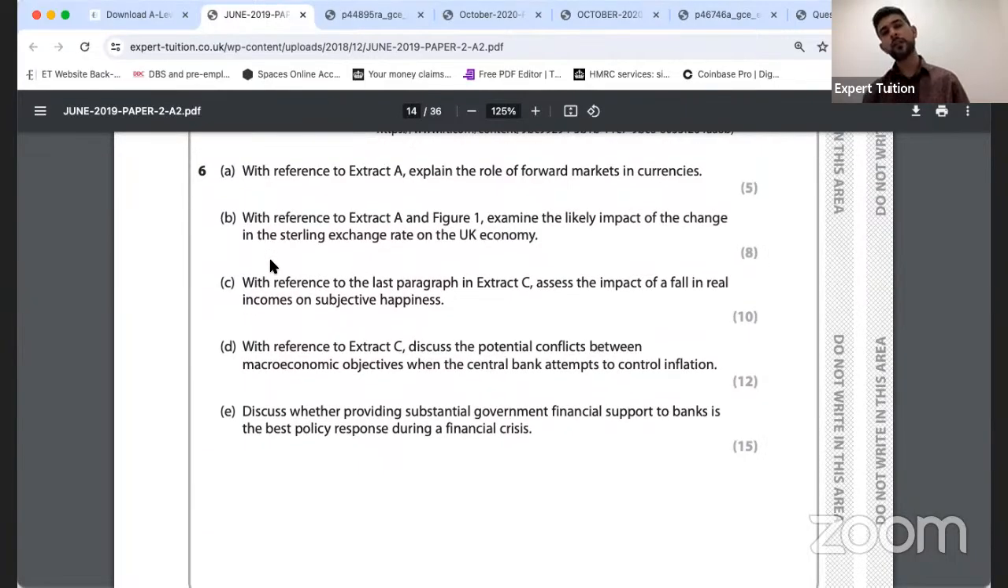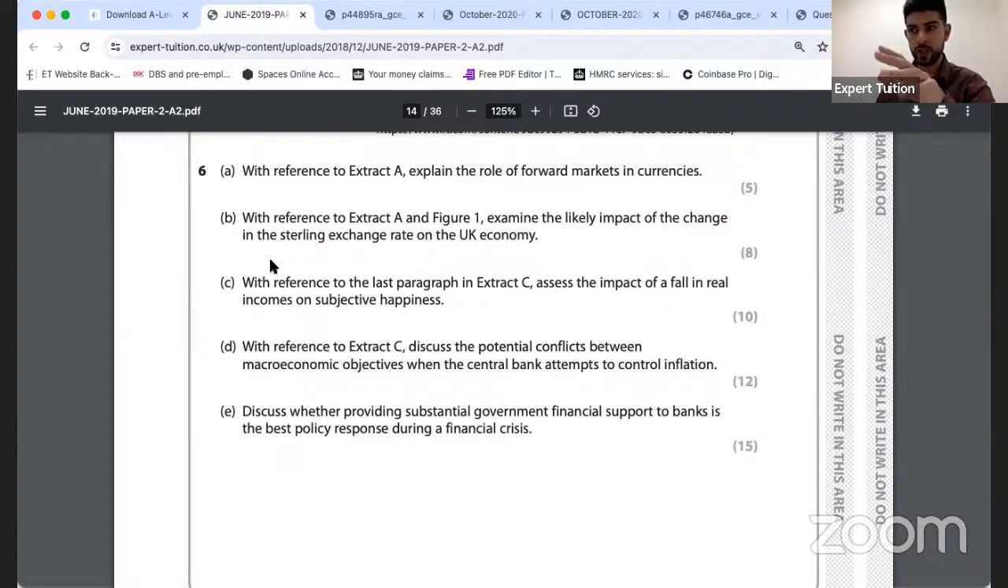Yeah, the 15 marker says this. It says, discuss whether providing substantial government financial support to banks is the best policy response during a financial crisis. This is awkward as hell. This is not an easy question to deal with.